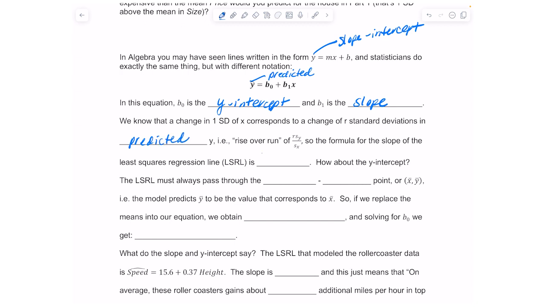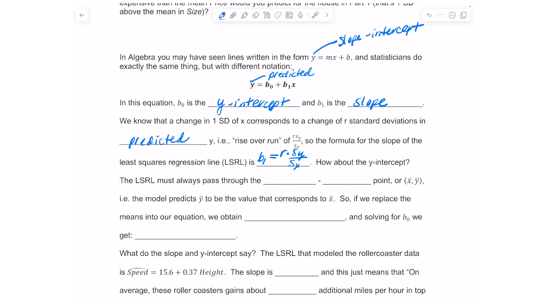Okay, remember that slope is rise over run, or it's the correlation times the standard deviation of y divided by the standard deviation of x. So the formula for the slope of the least squares regression line is b1 equals r times sy divided by sx. What about the y-intercept?